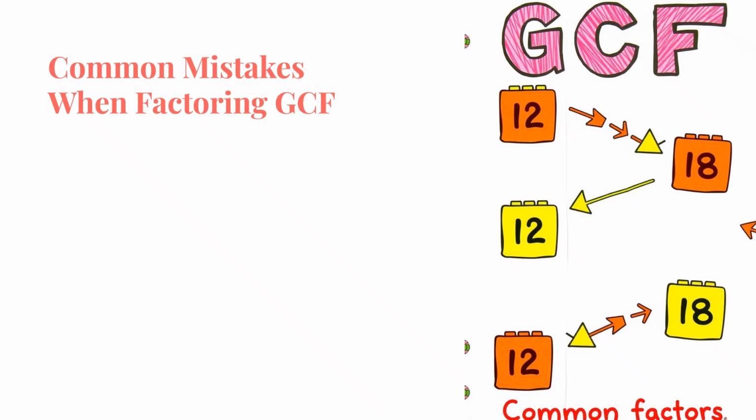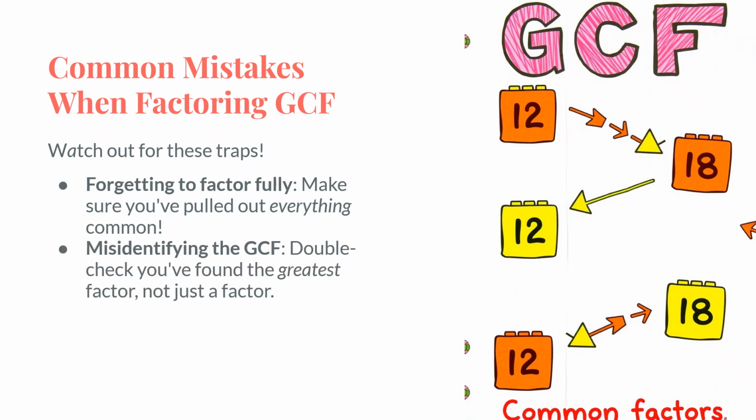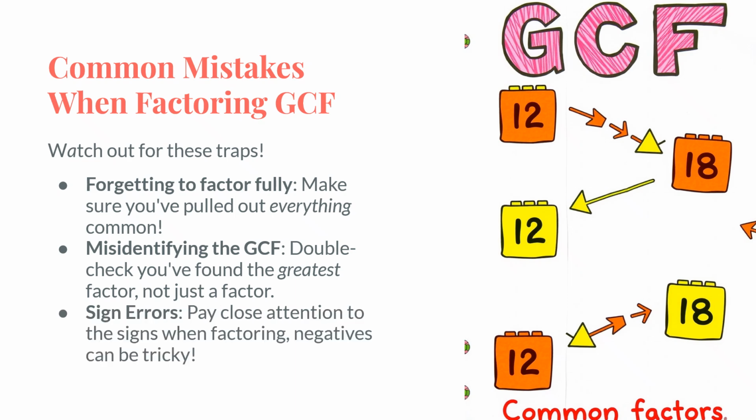Now, some of the common mistakes when factoring GCF. Watch out for these traps. Forgetting to factor fully, make sure you pulled out everything common. Misidentifying the GCF. Double check you found the greatest factor, not just a factor. And lastly, sign errors. Pay close attention to the signs when factoring. Negatives can be tricky.